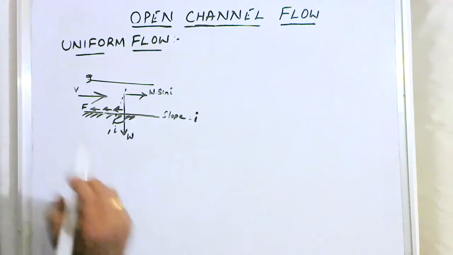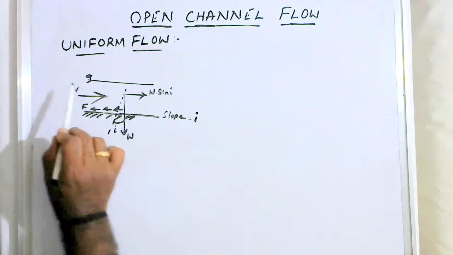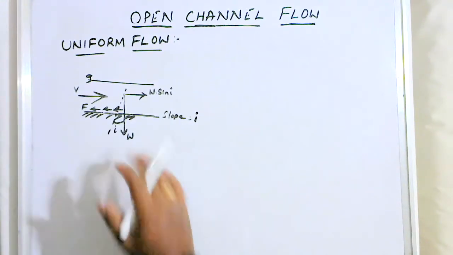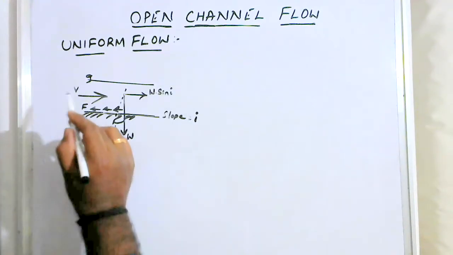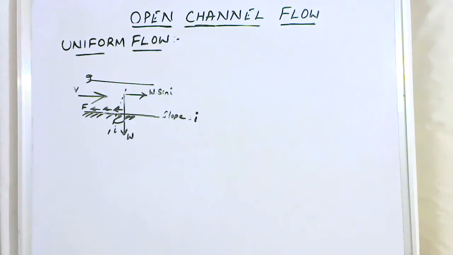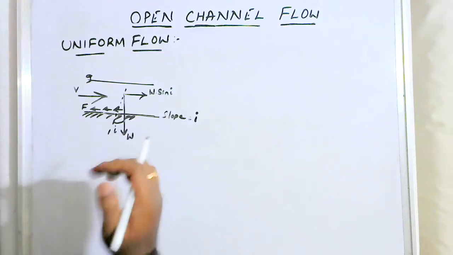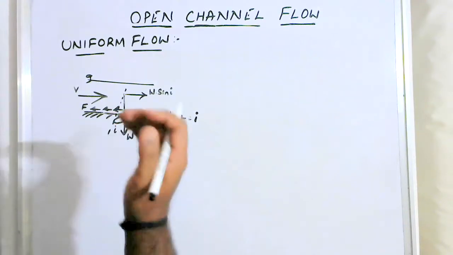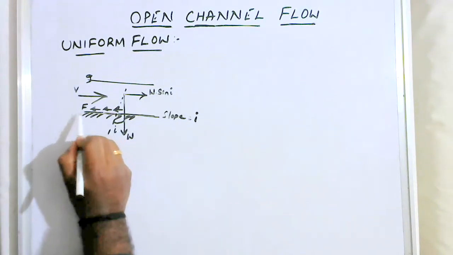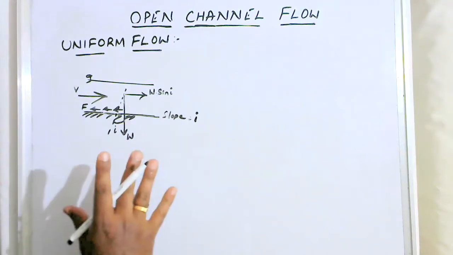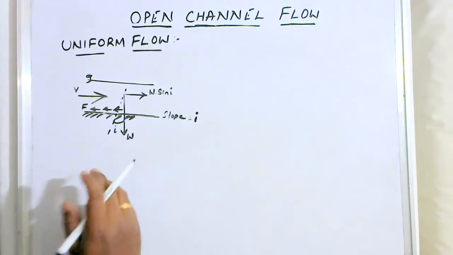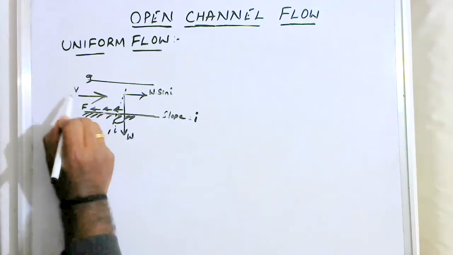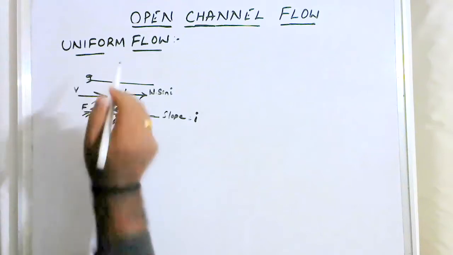Initially when the water enters the channel, the velocity and the resistance are very small when compared to the gravitational force. So the resistance as well as the velocity will gradually increase, and the flow becomes uniform when a balance between the resistance and the gravity forces is reached. So in uniform flow, in order to find this resistance, you have to find the velocity of flow. So finding the velocity of flow is very important in case of uniform flow.